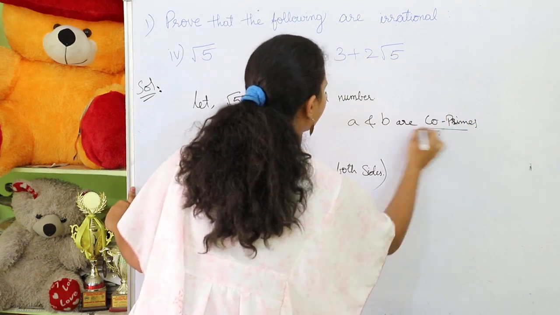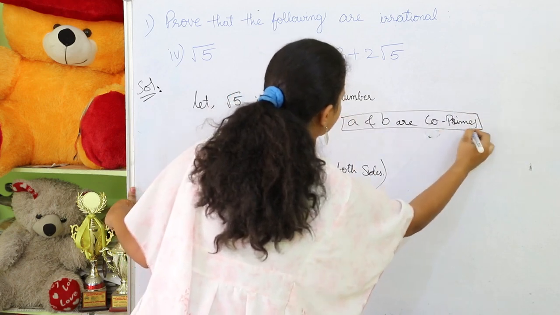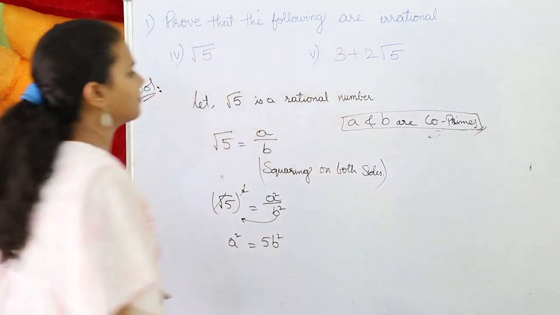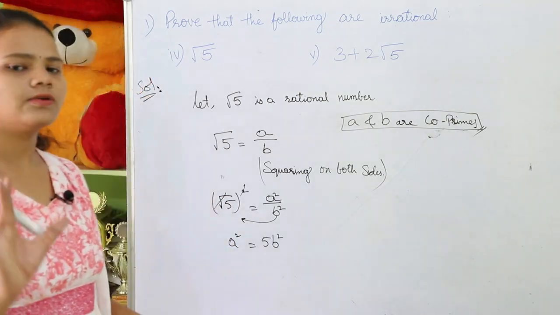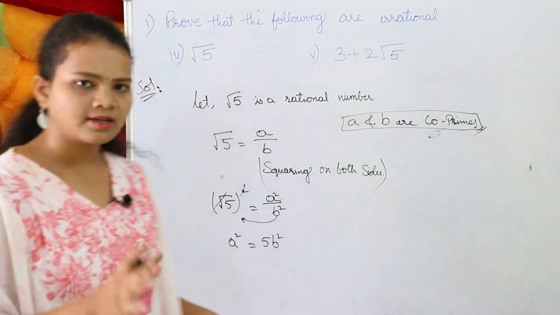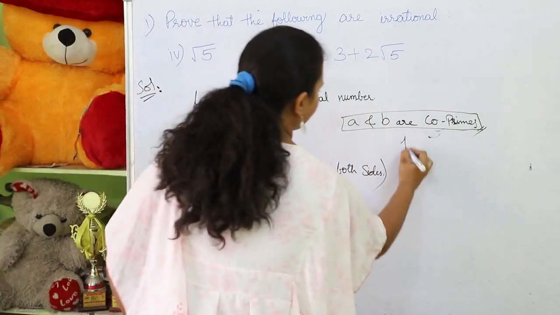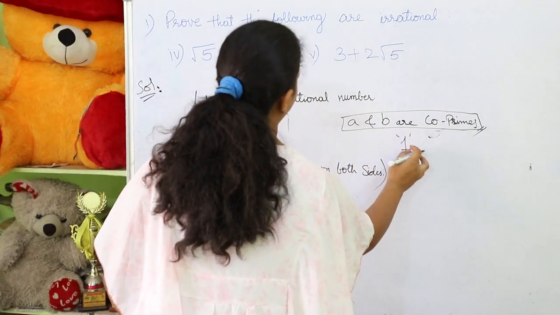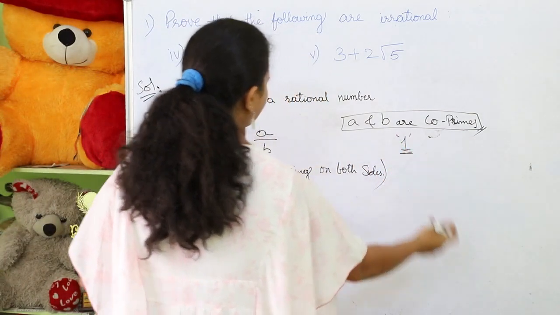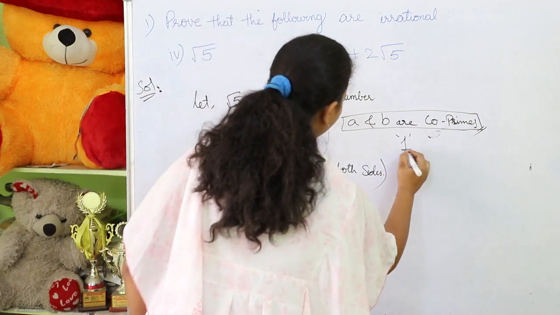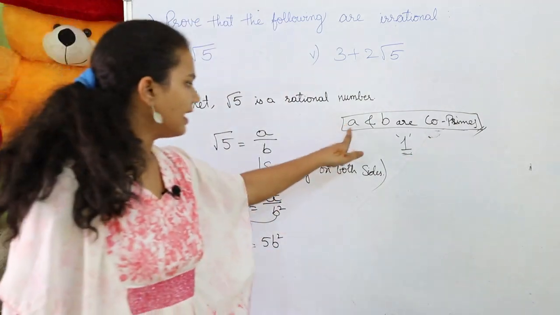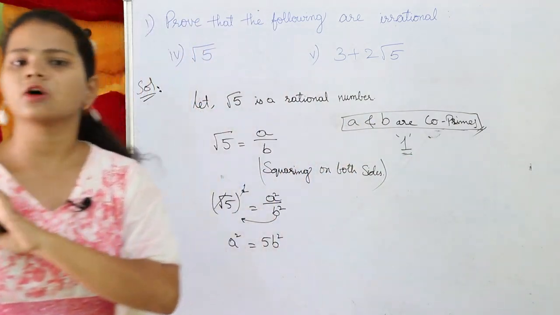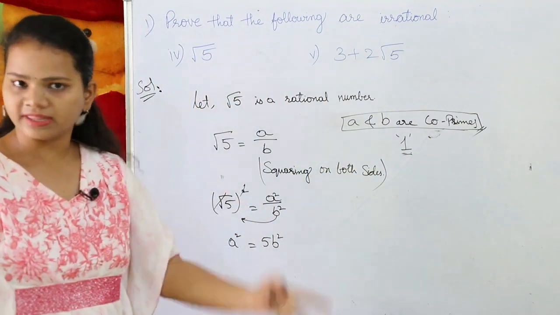Co-prime numbers, right? We have learned in our earlier classes that co-prime numbers only have one as the common factor. For any numbers, one is a common factor and the number itself is a factor. So here, a and b only have one as a common factor. They won't have more than one.